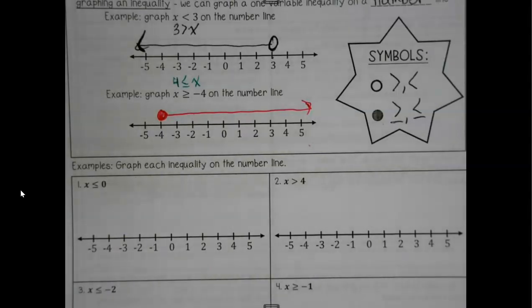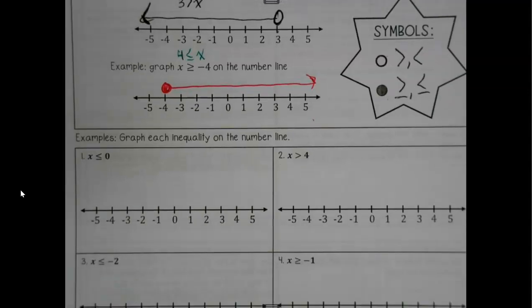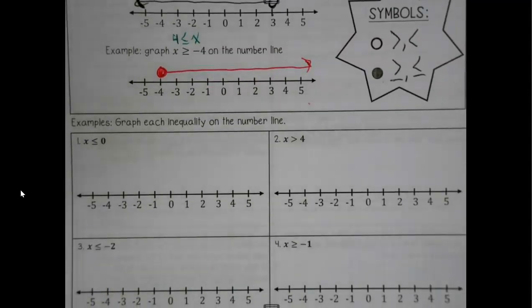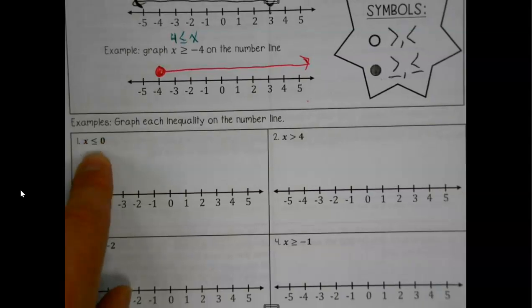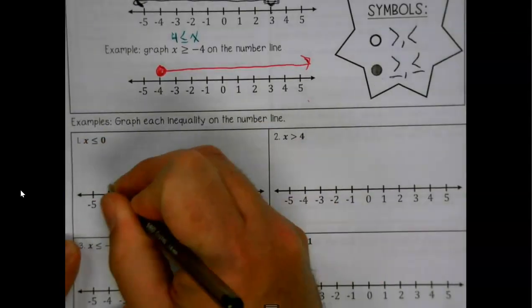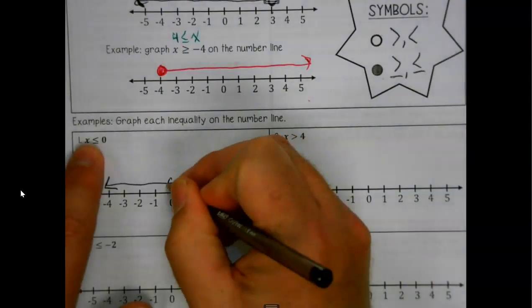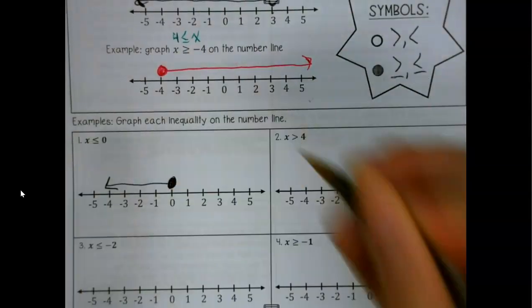And so when we're graphing, we're not going to go crazy with these. I'm just going to do the first couple because I want to get more into the application part of it because that's more what we're about. X is less than or equal to 0. Less than goes left, or equal to goes closed.